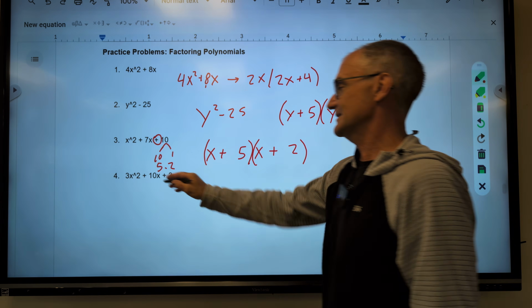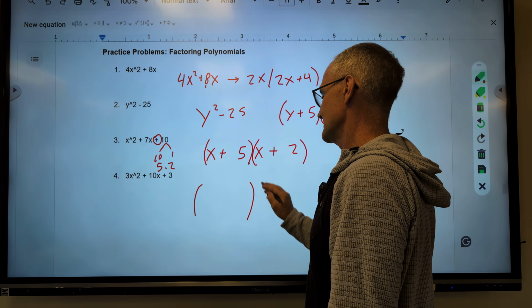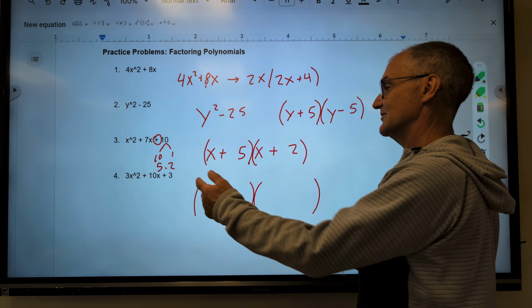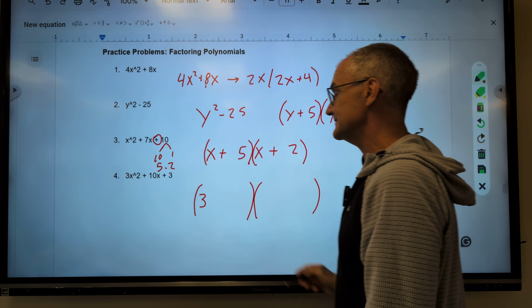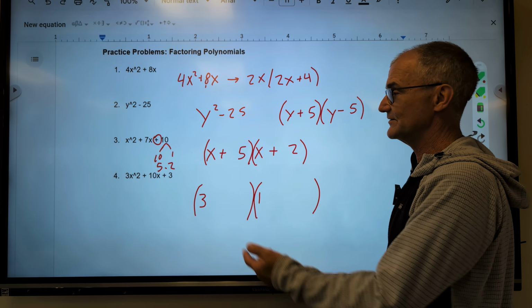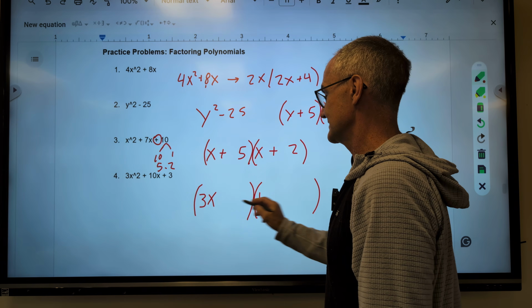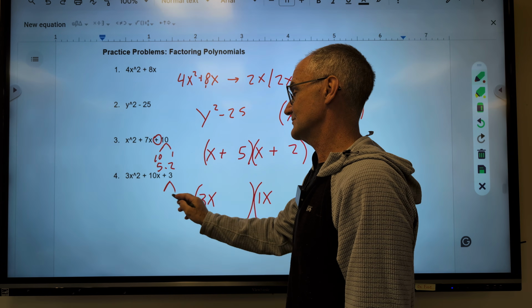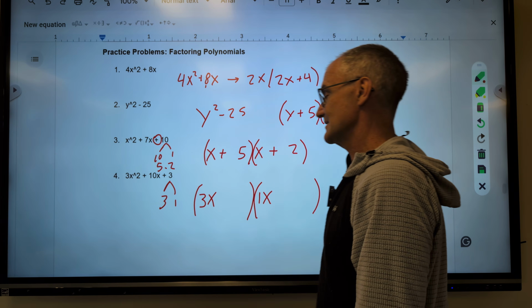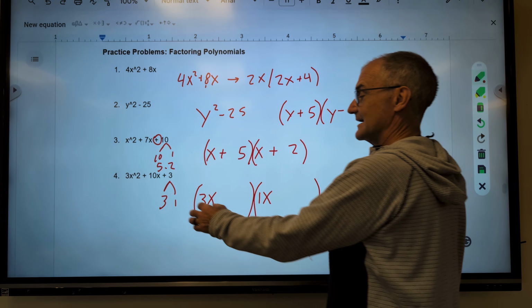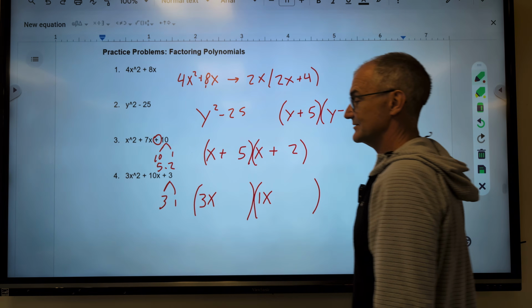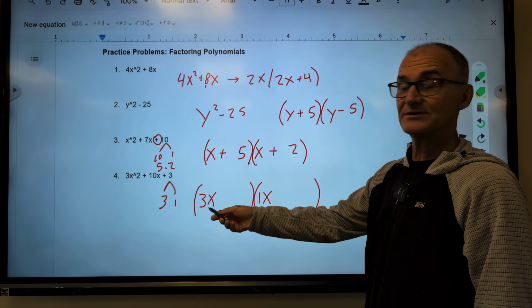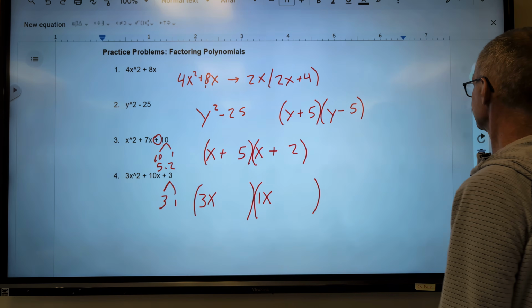Okay, on this one right here, I'm going to factor it as well. The only factors of a 3 are a 3 and a 1. Only factors of x squared are an x and an x. Factors of 3 are also only a 3 and a 1. But somehow, I got to get these to give me a 10 in the middle. But I already have a 3 here. So actually, let me change those colors.